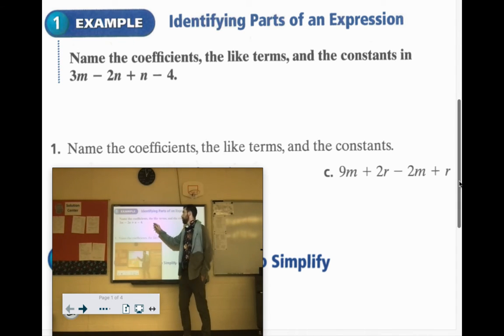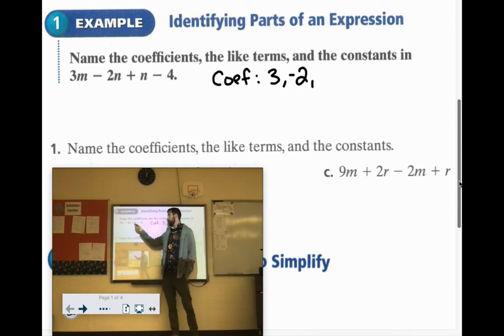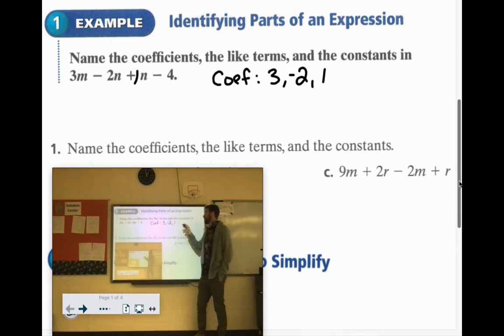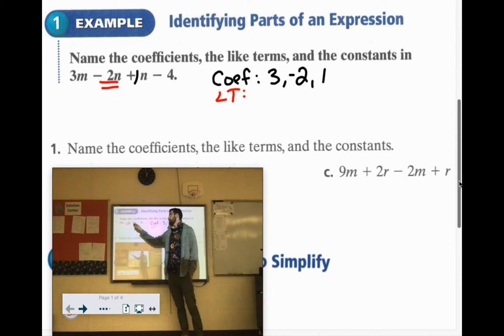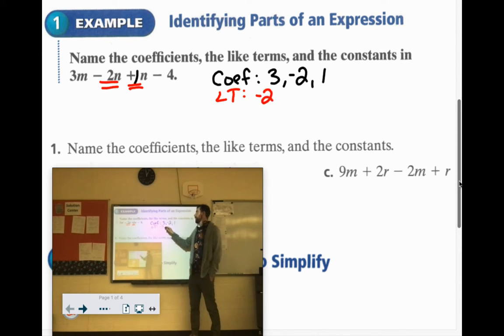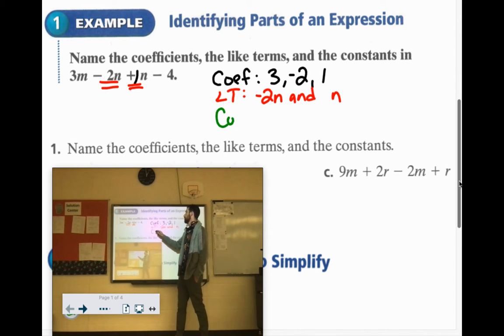So coefficients, remember, are the numbers in front of the variables. So that would include 3, negative 2 in front of the n. There's a number in front of this n. It's just invisible. It's an invisible 1. And that's it. The like terms, we'll just say LT, that would be like the n's. These are both n's. So we'd say negative 2n and n. Those are our only like terms. And then the constants are the numbers with no variables. In this case, negative 4.